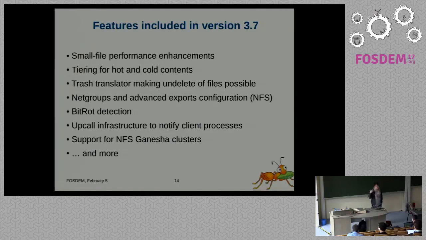So we have small file performance enhancements, so like mail directories are still not very efficient because it's really a lot of small files, and file systems just don't like small files. Especially network file systems don't like small files. But we improved this, and there has been a lot of work going on to enhance it already. Tiering, so hot tiers and cold tiers, where data that is used a lot is on fast storage, and data that is not used much is on cold storage.